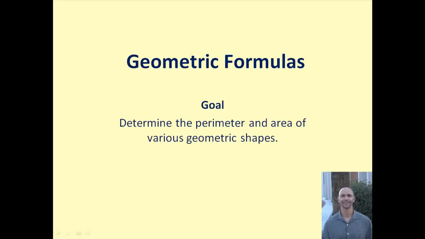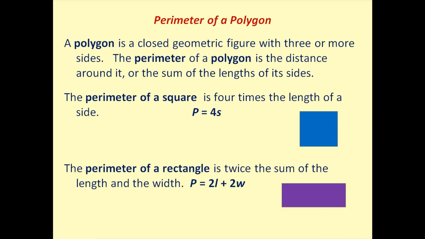Welcome to a lesson on geometric formulas. The goal of this video is to determine the perimeter and area of various geometric shapes. What we'll do is cover the basic formulas, and in the very end we'll take a look at justifying some of these. A polygon is a closed geometric figure with three or more sides.